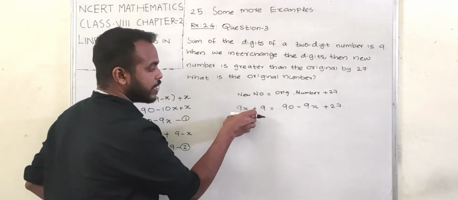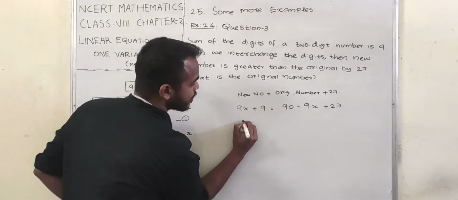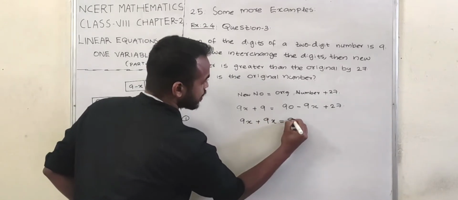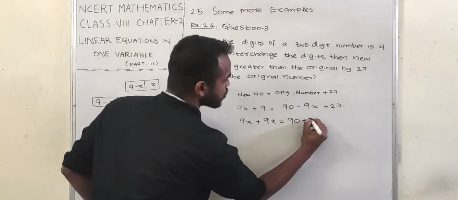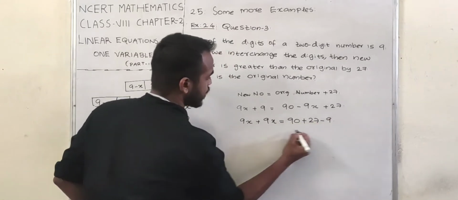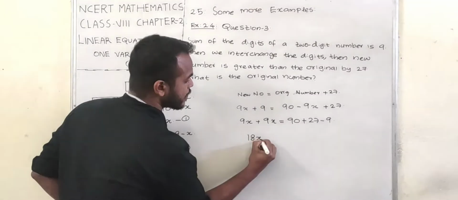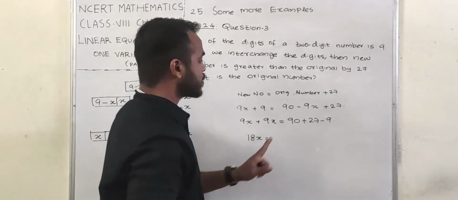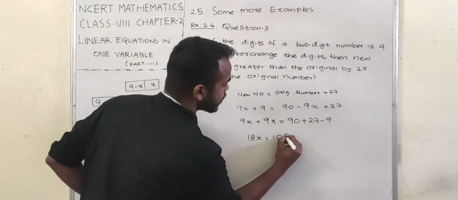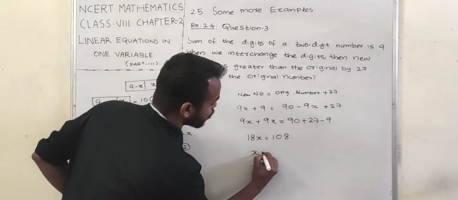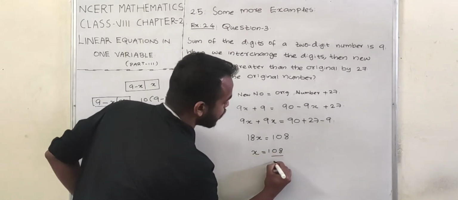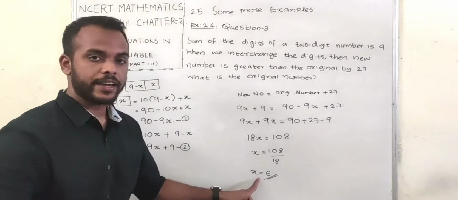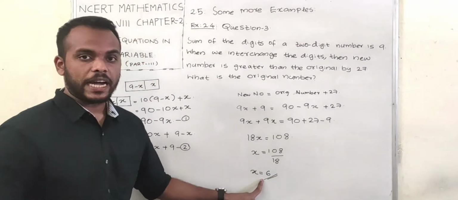Taking minus 9x to the left hand side and 9 to the right hand side, you will get 9x plus 9x is equal to 90 plus 27 minus 9. So you will get 18x is equal to, what is 27 minus 9? It's 18. 18 plus 90 is 108. So you will get the value of x as 108 upon 18, which is clearly 6. This is not our final answer. We have got the value of x.